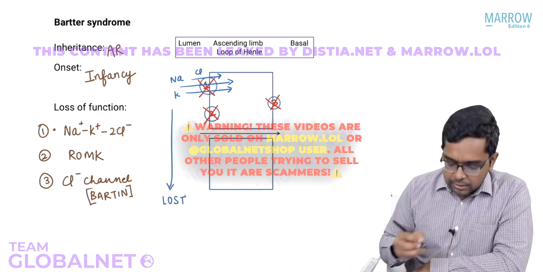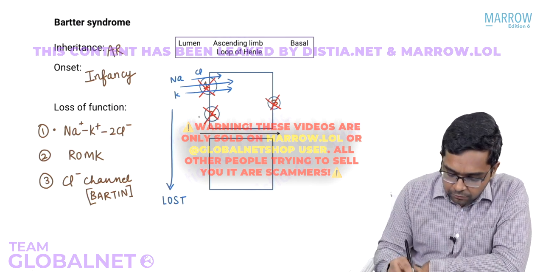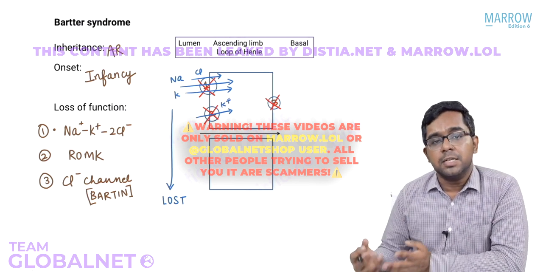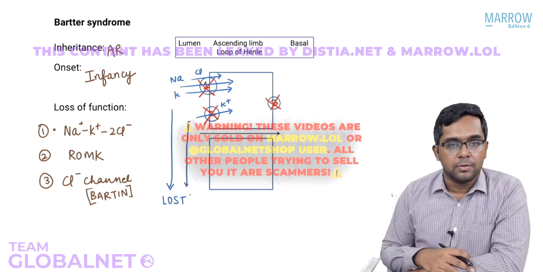Number 1. Number 2 is the ROMK channel, which is again for transport of potassium. K means potassium. This potassium channel is not working, so again this potassium is lost in the urine. Are you able to follow?